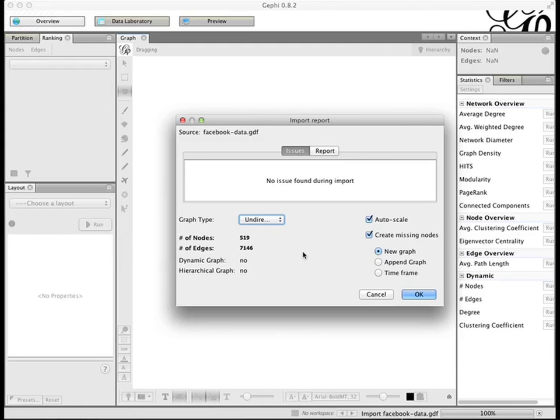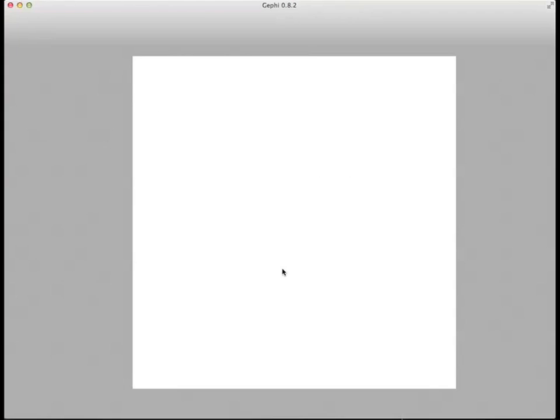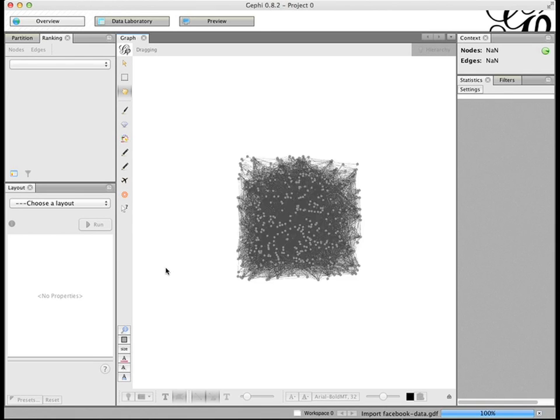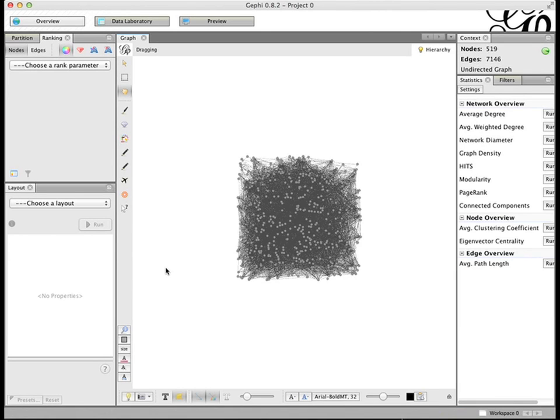So we tell it the graph is undirected, and we tell it to import, and now we get the fairly unexciting looking graph of what my social network looks like. But that's okay because it's going to be getting a little more interesting in a few minutes.